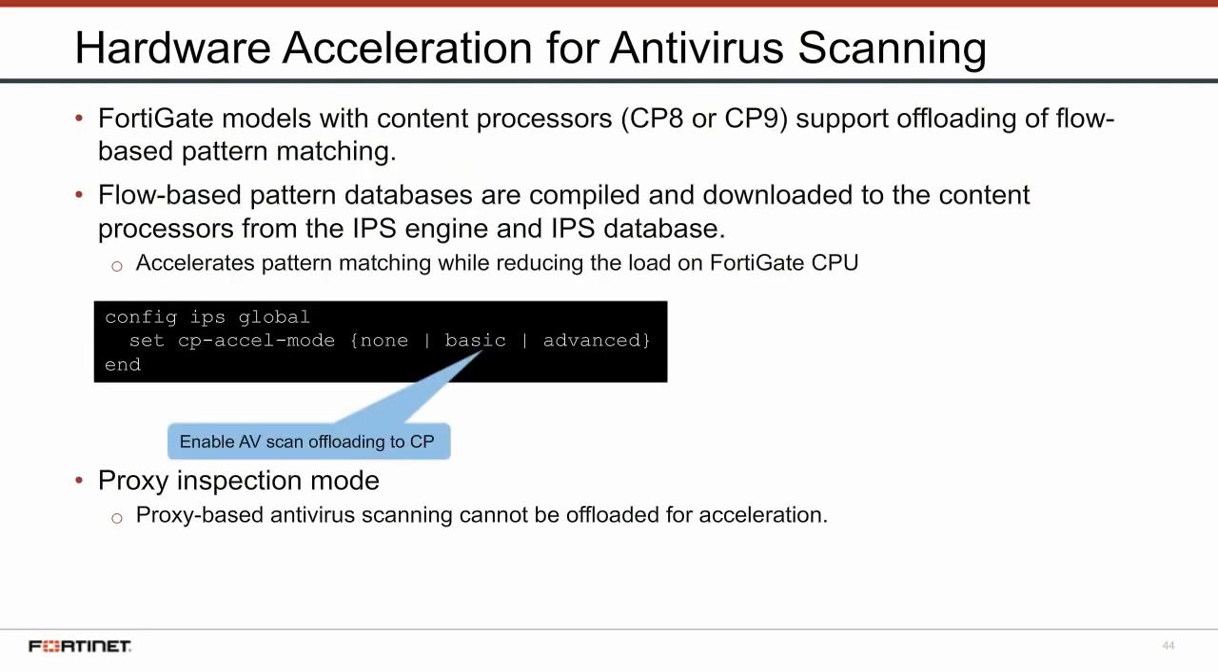FortiGate models that have CP8 or CP9 content processors can offload flow-based pattern matching to CP8 or CP9 processors. When CP acceleration is enabled, flow-based pattern databases are compiled and downloaded to the content processors from the IPS engine and IPS database. This reduces load on the FortiGate CPU because flow-based pattern matching requests are redirected to the CP hardware. Before flow-based inspection is applied to the traffic, the IPS engine uses a series of decoders to determine the appropriate security modules that can be used, depending on the protocol of the packet and policy settings. In addition, if SSL inspection is configured, the IPS engine also decrypts SSL packets. SSL decryption is also offloaded and accelerated by CP8 or CP9 processors.